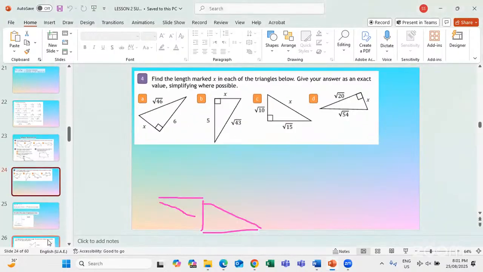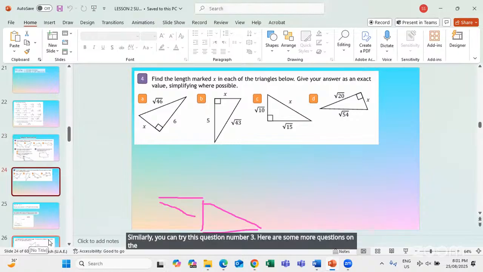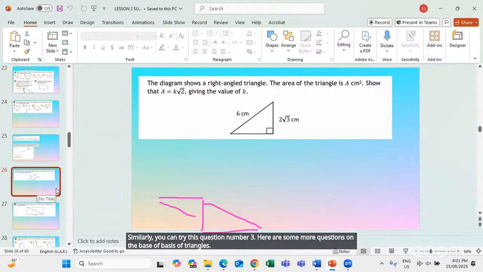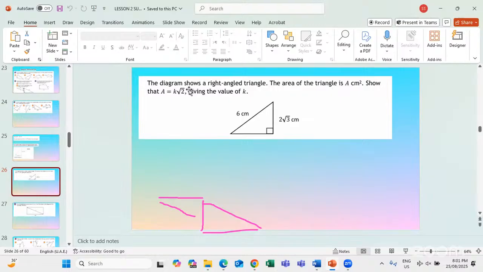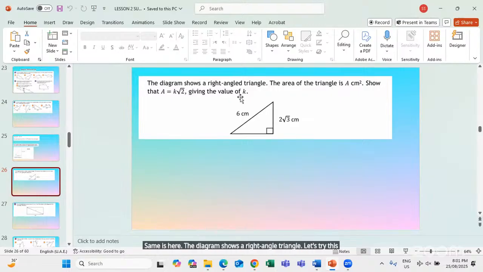Here are some more questions on the basis of triangles. Same here, the diagram shows a right angle triangle. Let's try this question here. The area of the triangle is A. Show that A is k root 2 and give the value of k. How do we find the area of a triangle?